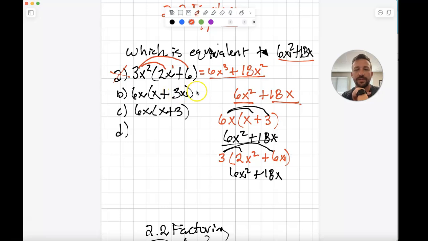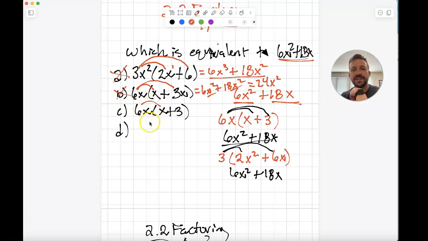Let's check the next one. 6x times x would leave me with 6x squared. And 6x times 3 would leave me with plus 18x squared. They're both x squared, so we can combine them since they're like terms. 6 plus 18 is 24x squared, and that is not what we have. So no, that's a bad answer too.